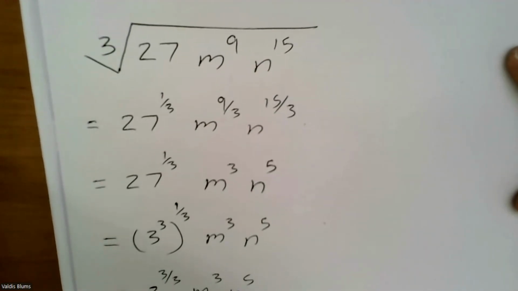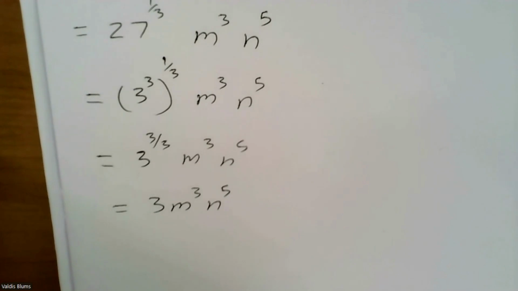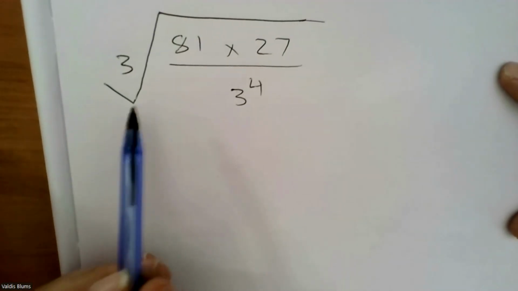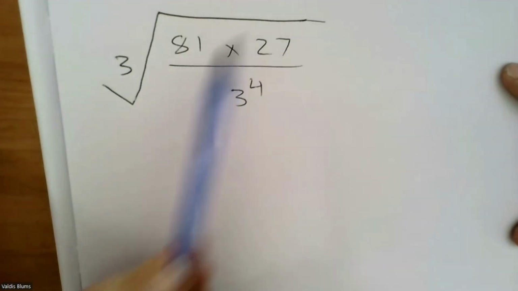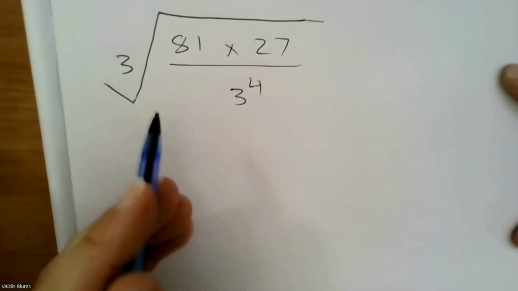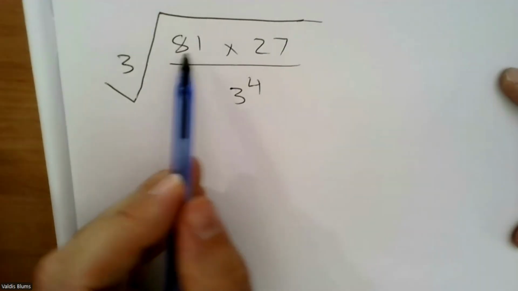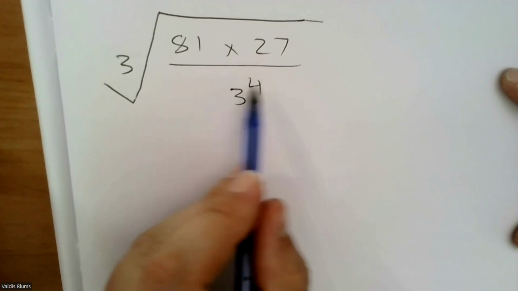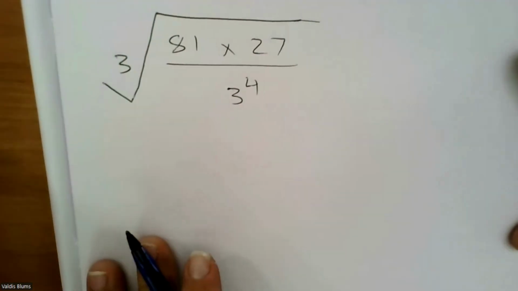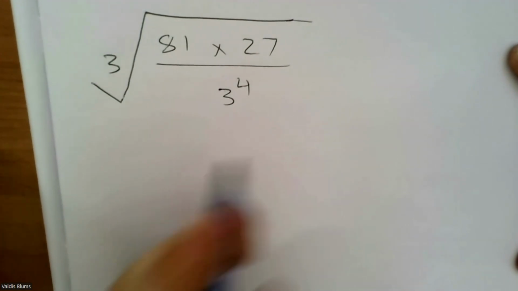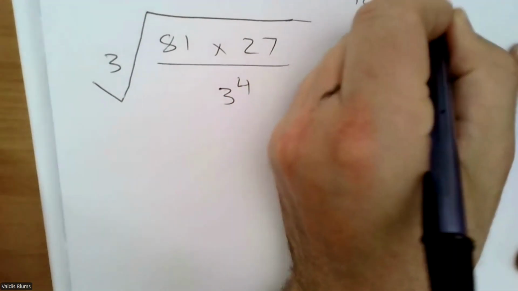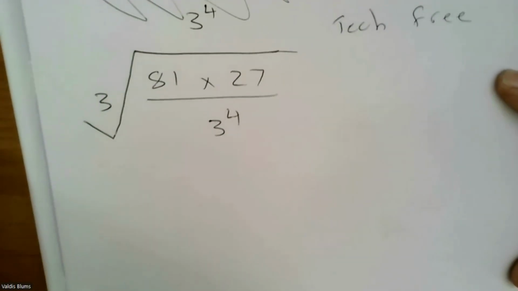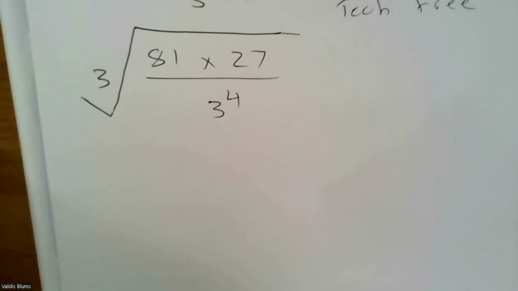Simplifying this radical surd. Okay, next question. We have this radical sign. Let's try and simplify this question. So I have the cubed root of 81 times 27 all divided by 3 to the power of 4. And that 3 to the 4 is within this cubed root. Now, I want you to do this tech-free. Give it a go, and we'll come back to it in about 10 seconds. Pause the video here to have a go.